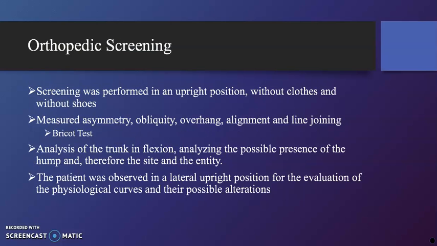The screening for orthopedics began with examining the upright position without clothes and without shoes. The screening measured the asymmetry of the shoulders, hips, and the obliquity of the pelvis with respect to overhang. It evaluated the alignment of the line joining the shoulders, the scapula, and the line joining the iliac crest. The Brickett test evaluates the ligamentous hyperlaxity of the fingers and hands and the different lengths of the lower limbs. The examination was completed with the analysis of the trunk in flexion, analyzing the possible presence of a hump, and therefore its site and entity. At the end, the patient was observed in a lateral upright position for the evaluation of the physiological curves and their possible alterations like kyphosis or lordosis.